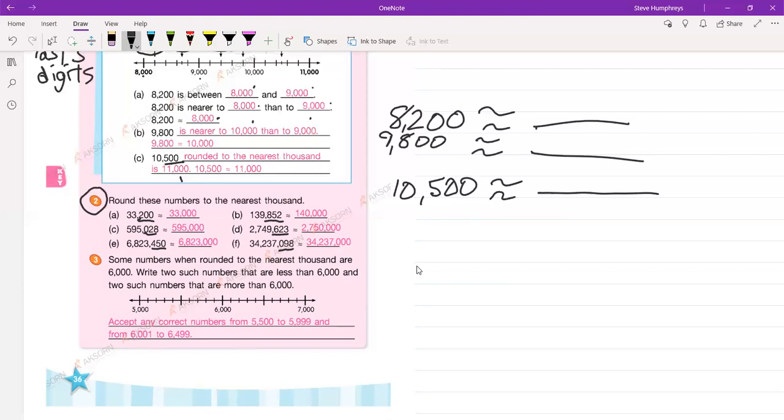Okay, and what does it say here for 3? Some numbers, when rounded to the nearest thousand, are 6,000. Write 2 such numbers that are less than 6,000 and 2 such numbers that are more than 6,000. Okay? So you can choose any numbers you want. Choose 2 numbers. I will give an example.